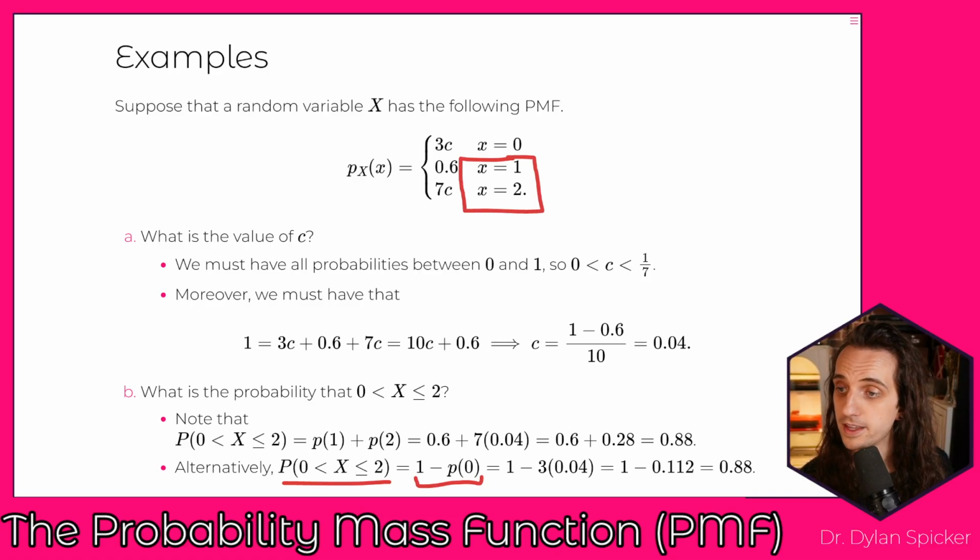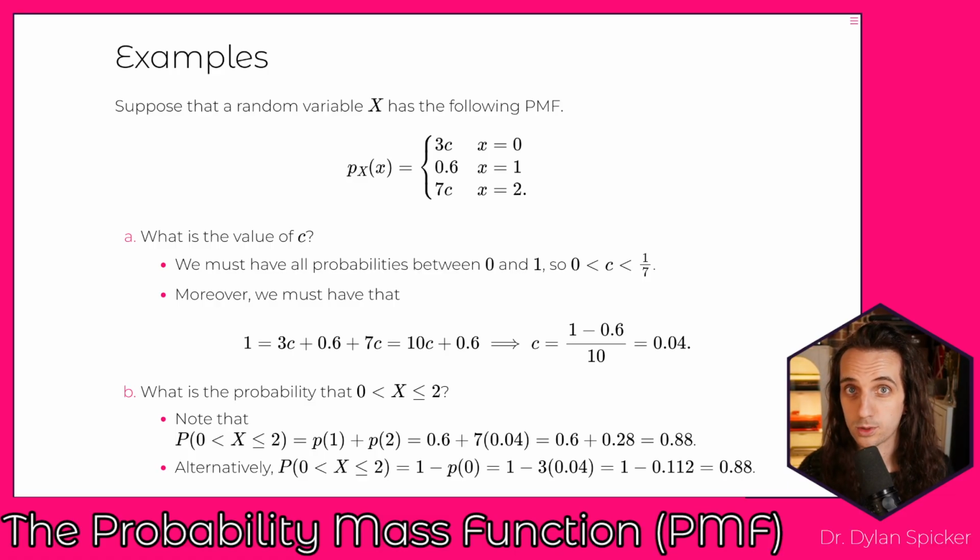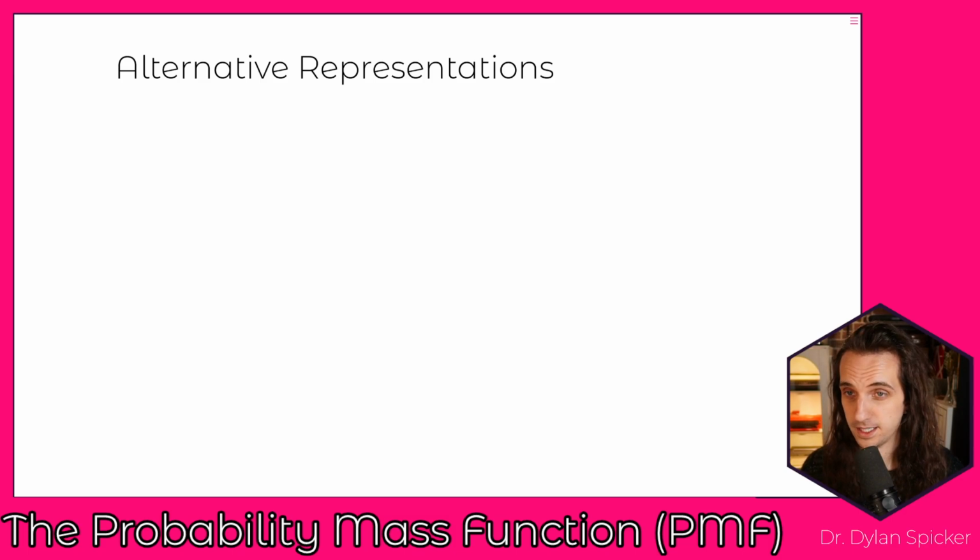Well, what's the complement of that event? The complement is everything else, so that's x equals 0. And so using our complement rule, we can write that as 1 minus the probability that x is 0. So that's 1 minus 3 times c, which is the same thing as 0.88. And so the complement rule still applies here, even though we're working with our probability mass function.